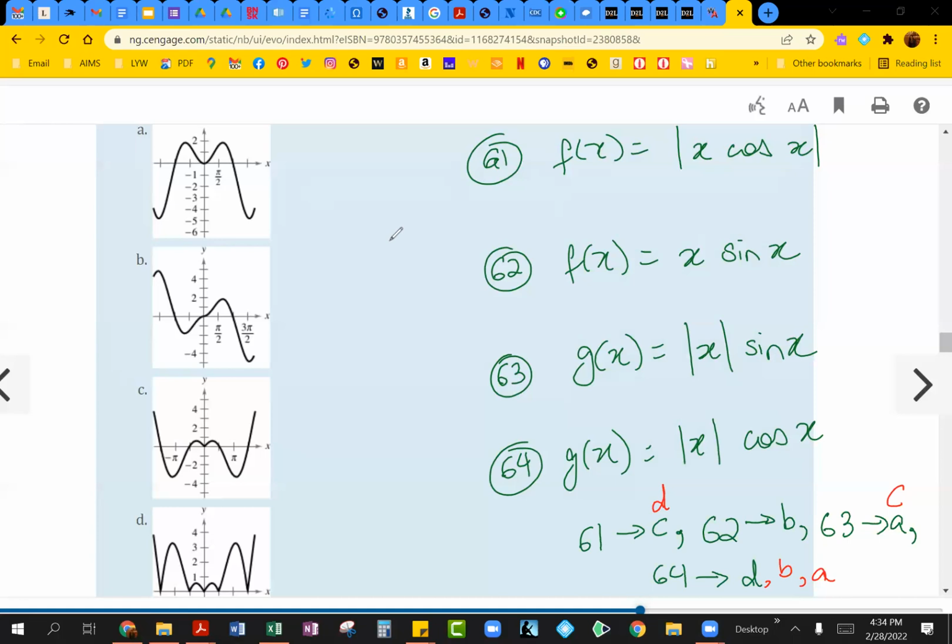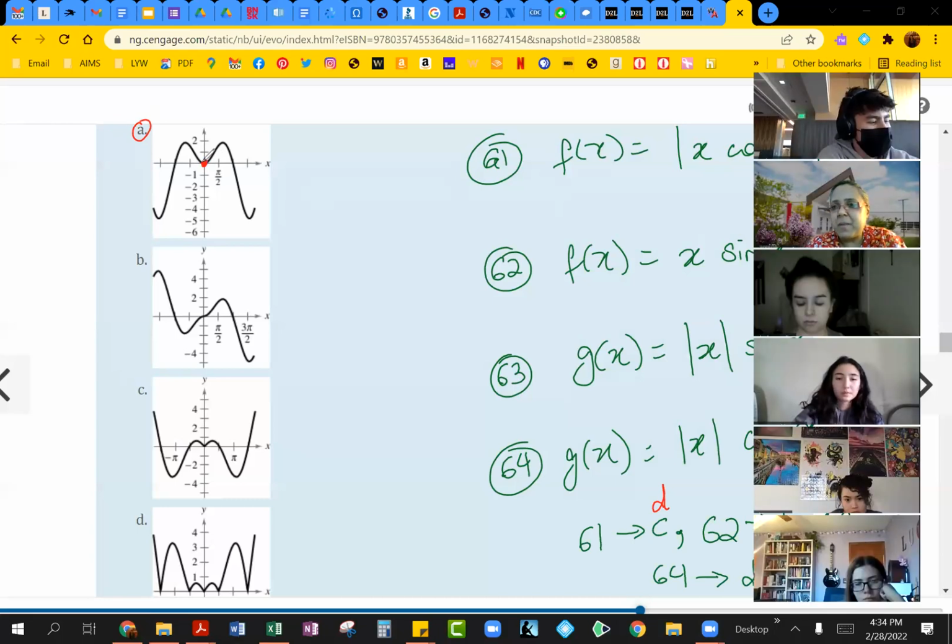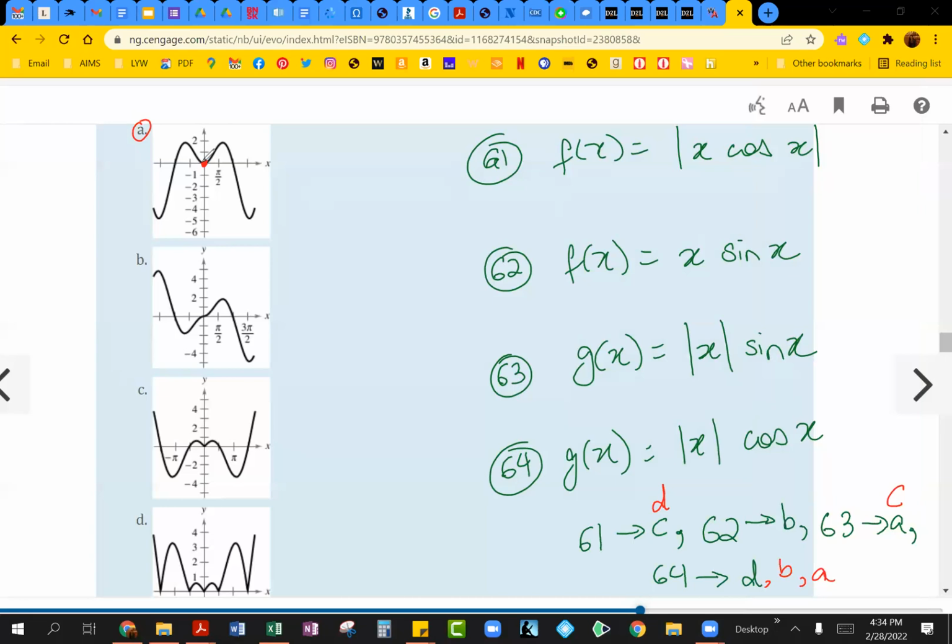Alrighty, so let's take a look at this. We're going to go in the order of the functions themselves. For part A, you can see that this one obviously is a sine curve. The reason we know that's a sine curve is because at the origin, we are at the intercept. Remember, the cosine function starts at a maximum when the x value is 0. So you can use that also.